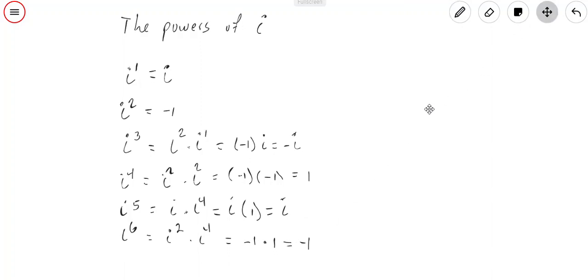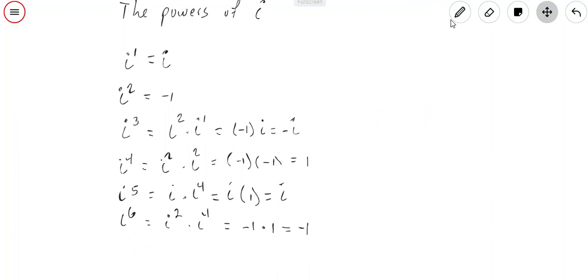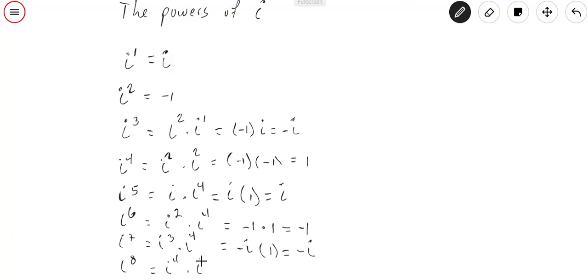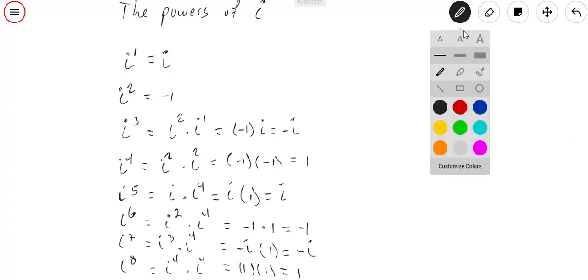Okay, let me go on. i to the seventh power is i to the third times i to the fourth power. What is i to the third? We found that i to the third is -i, and that i to the fourth power is 1, so -i times 1 is -i. And if I do i to the eighth power, it is i to the fourth times i to the fourth. i to the fourth is 1, so this is 1 times 1, so it will be 1.